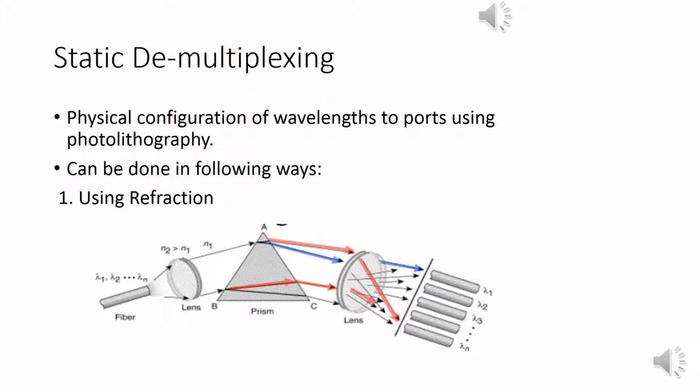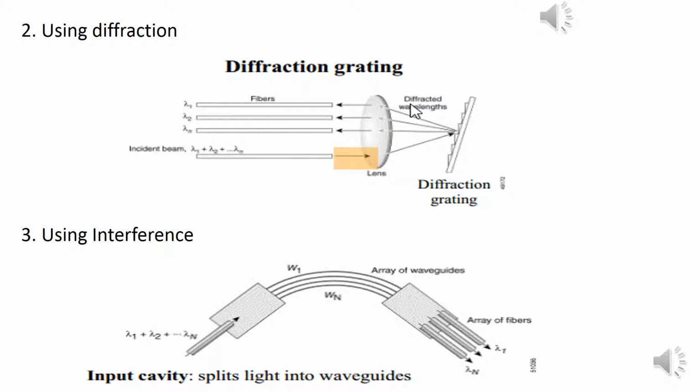Let's now talk about how demultiplexing can be achieved. There are a number of ways. Number one, using refraction. The optical fiber beam is passed through a prism which splits different wavelengths differently. Second, using diffraction, in which a wave encounters an obstacle or a slit. Thirdly, using interference. Here, light is split into different waveguides which have different lengths.